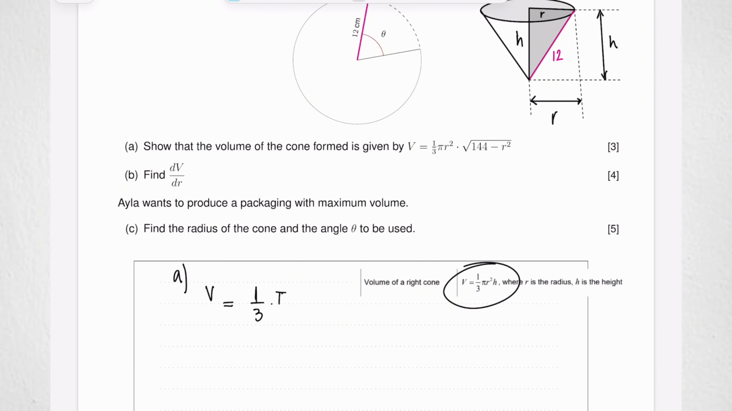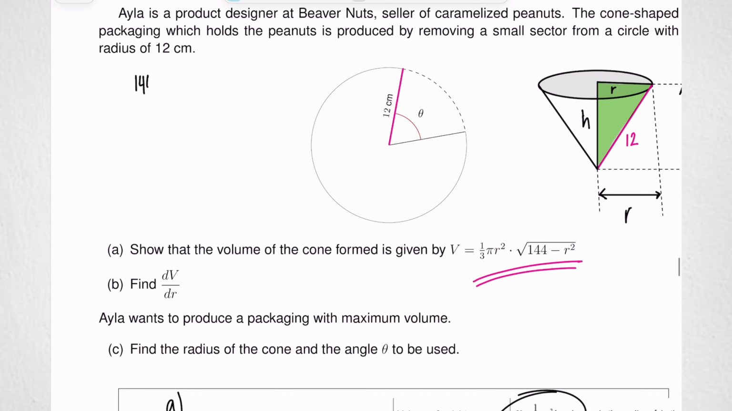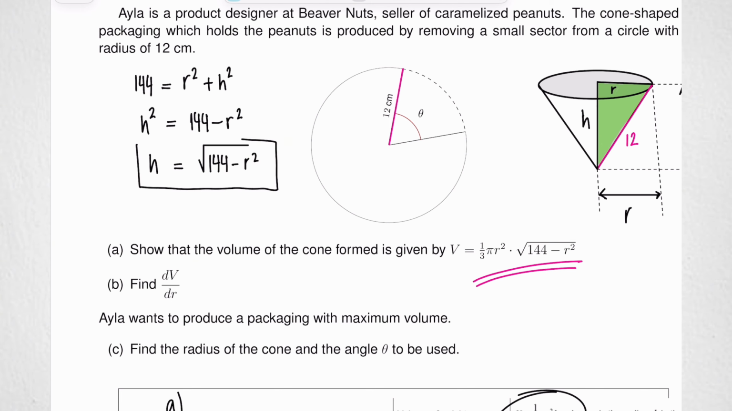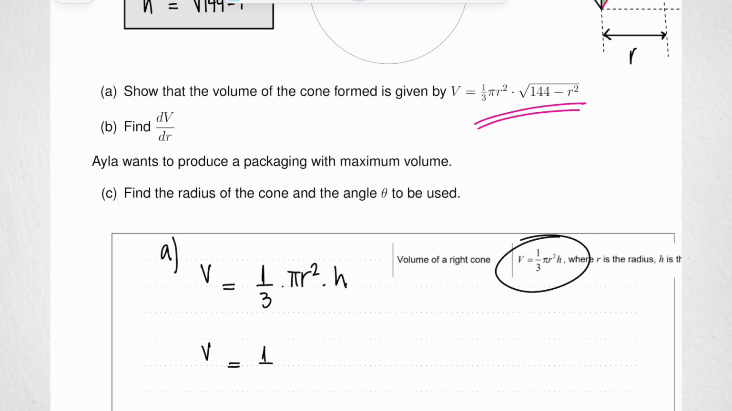So consider this right triangle. We have 144, the hypotenuse squared, equal to r squared plus h squared. Therefore, h squared is 144 minus r squared. h is positive and negative, but it doesn't make sense to have a negative value. It is positive, the square root of 144 minus r squared. Therefore, we have our height as a function of the radius. So our volume is indeed 1/3 pi r squared times the root of 144 minus r squared.